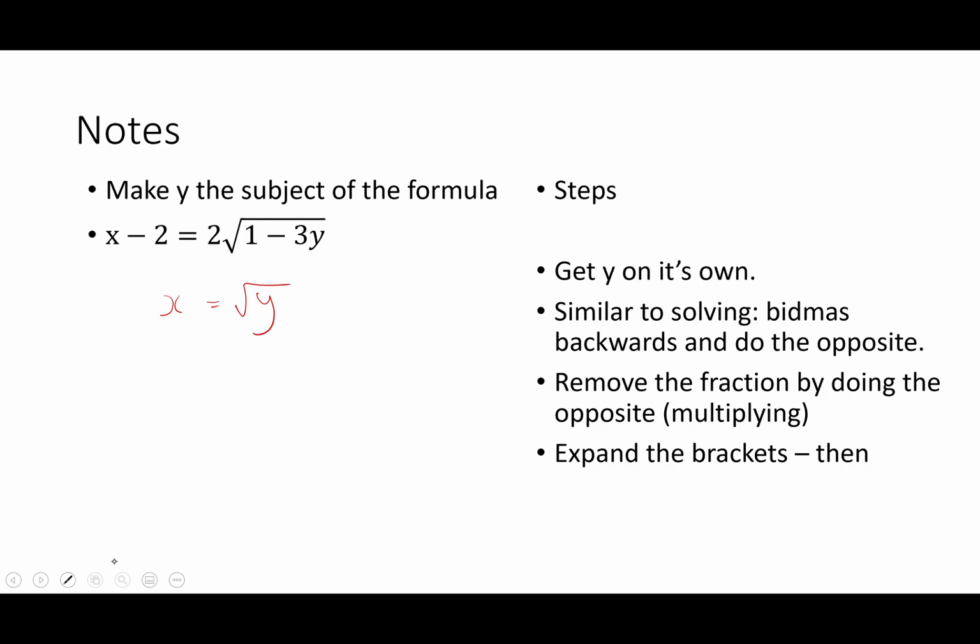So in that case, all I would do is square the left hand side. Now you're squaring everything and squaring the right hand side. That would give us x squared equals y. The square root and the square cancel, again, because they're the opposite.